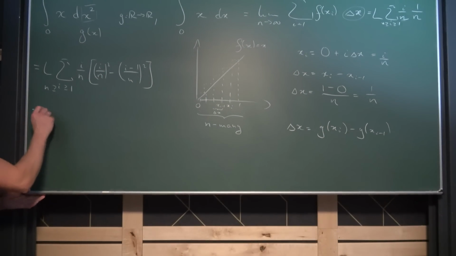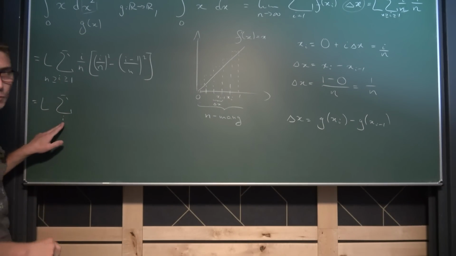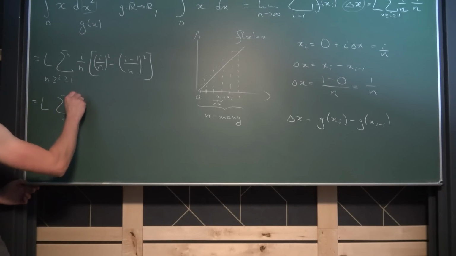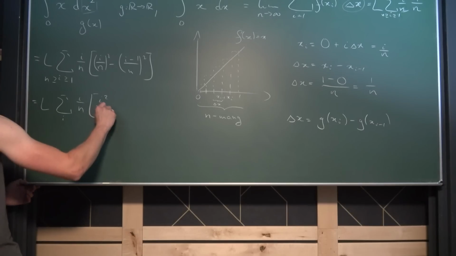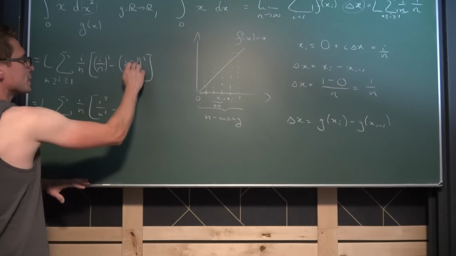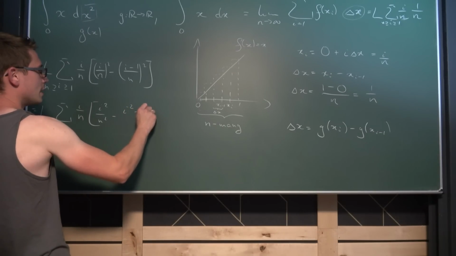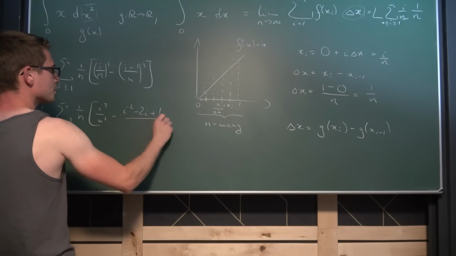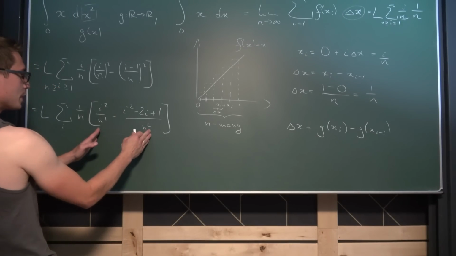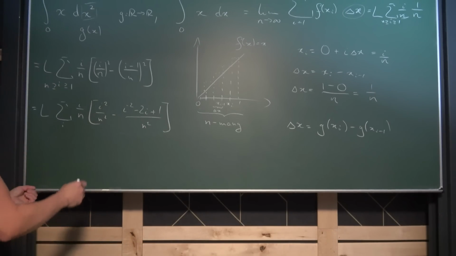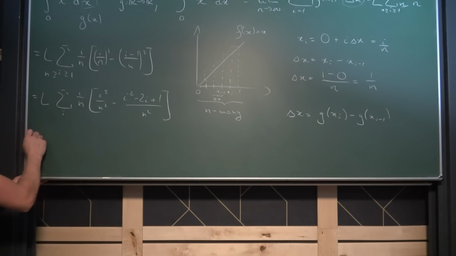Now we can start multiplying stuff out. That's the limit as n approaches infinity of our I. I'm just going to denote it with I. I divided by n. Now we're going to get I squared divided by n squared, and then we have negative. This right here is just a binomial formula. So I squared minus 2i, and then plus 1 divided by n squared. And now we can start to bring those fractions together.